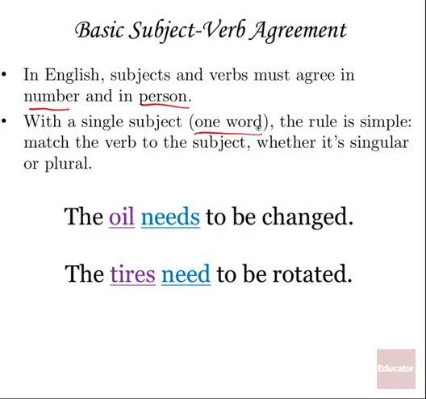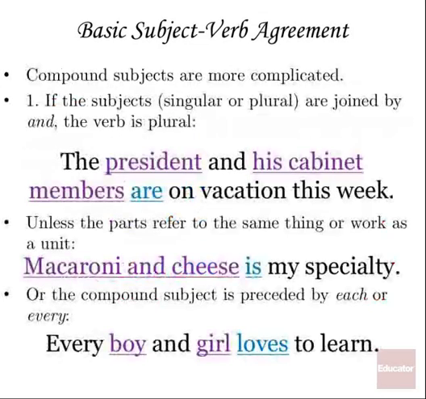With a single subject, one word, the rule is simple. You match the verb to the subject, whether it's singular or plural. So, for example, the oil needs to be changed. Oil is the subject, it's singular, and the verb is needs, because that's the third person singular form of the verb to need. But the tires need to be rotated. That's the third person plural form of the verb to need. Seems pretty simple, right?